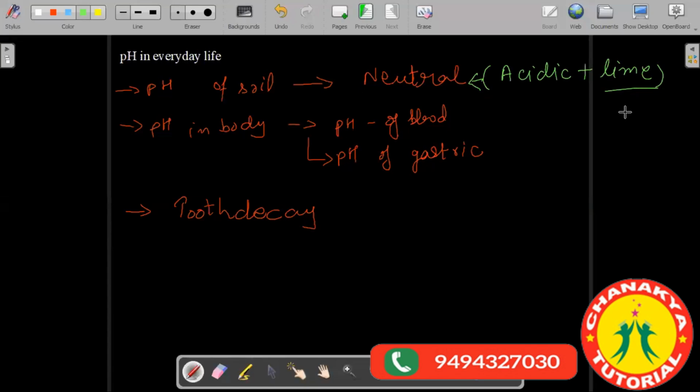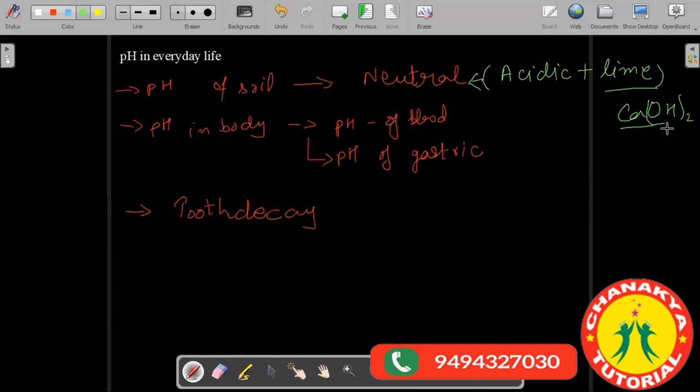As we know, lime is calcium oxide. If you make a solution of calcium oxide, you get calcium hydroxide. Calcium hydroxide is a base. If you add calcium hydroxide to the soil, it will neutralize the acidic content present, and hence the soil will be again useful for the plant.